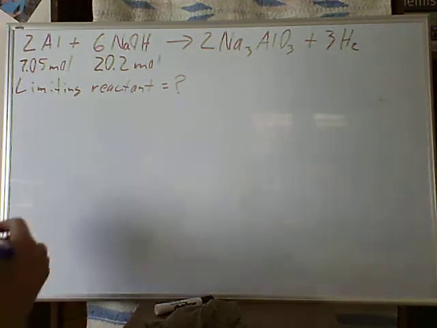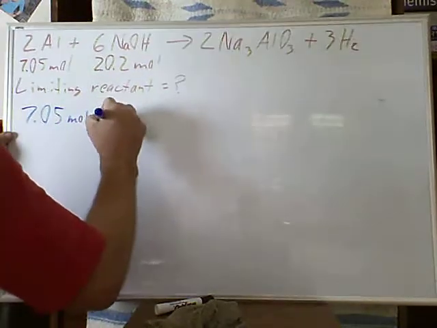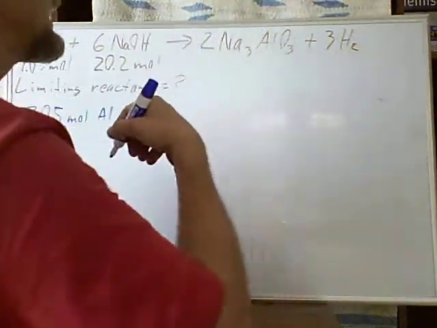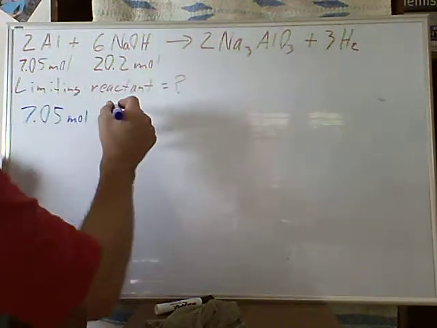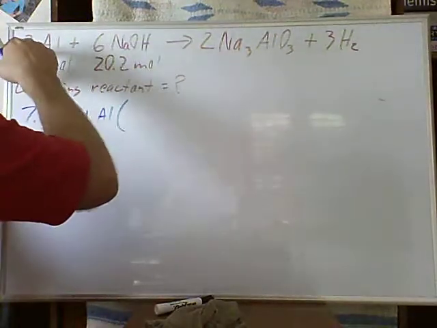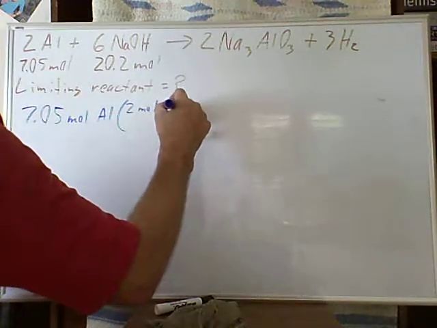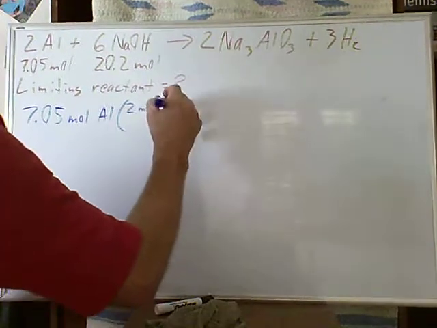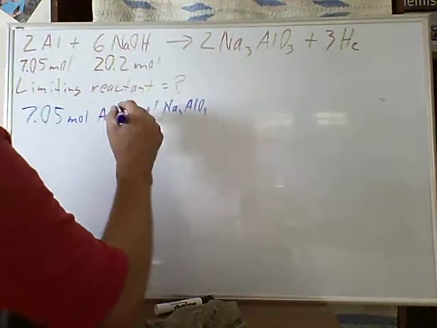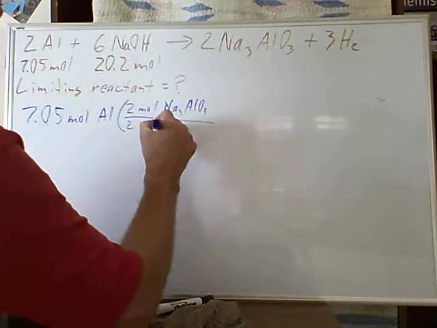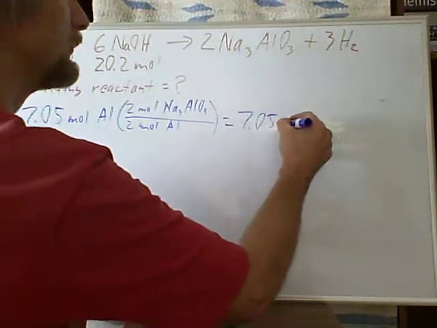So starting with aluminum, 7.05 moles aluminum, and I'll calculate the amount of the Na3AlO3. So the stoichiometric ratio is 2 to 2. And that, of course, gives us 7.05 moles.